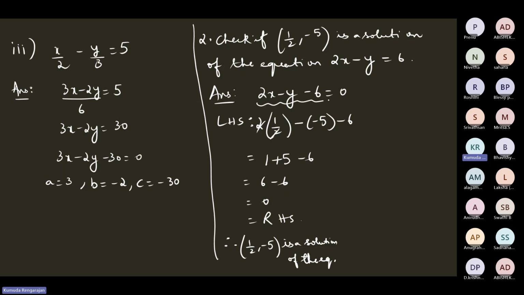This is the left-hand side. Take x is equal to half and y is equal to -5 and work it. When you work the LHS, you must get 0, which is the RHS. In that case, it is a solution. If you don't get 0, you get something else, then it is not a solution. If the given point is a solution, the LHS will be equal to the RHS. If the given point is not a solution, then the LHS will not be equal to the RHS.